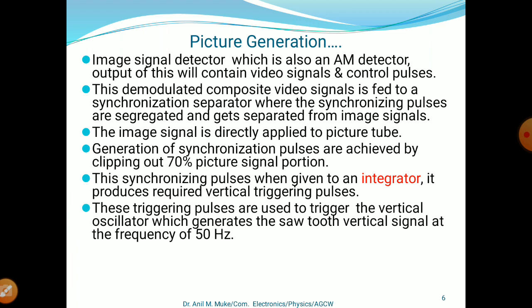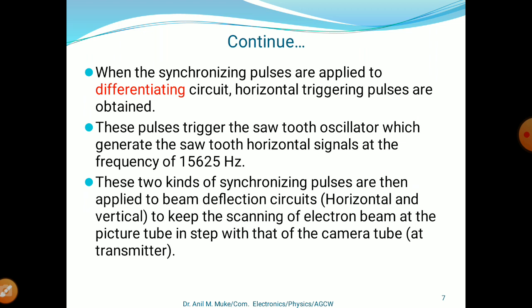Now why 50 hertz? Because you know, as per the scanning process, in 1 second your electron beam moves from bottom to top 50 times, and the frame rate is also 50 per second. So that's why the frequency is set at 50 hertz for the vertical synchronization. At the same time the horizontal synchronization is also carried out.